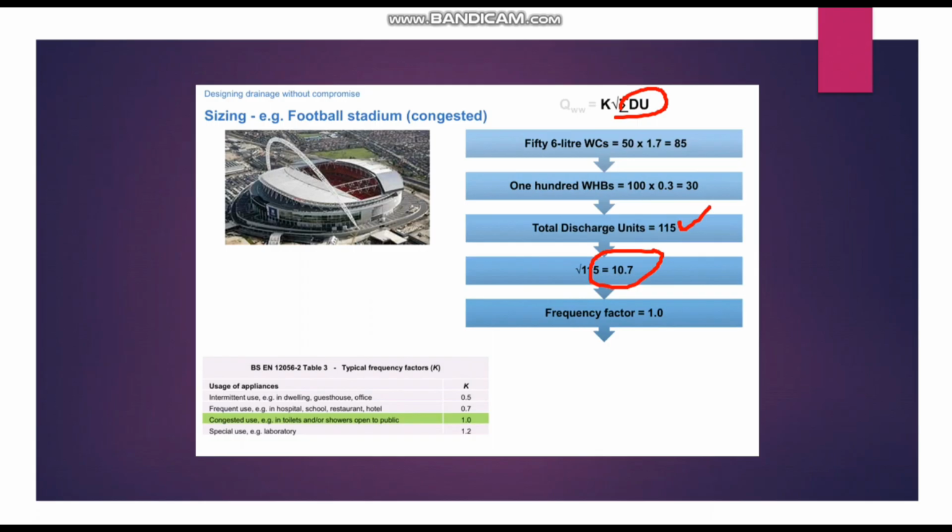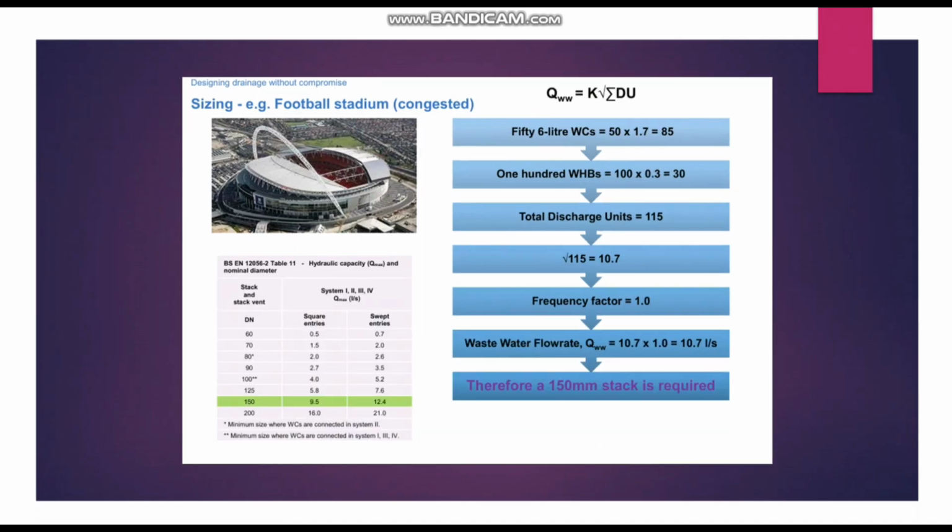So the root of 115 is 10.7. For the frequency factor, this is congested use, a stadium open to the public, so we will use 1. So 1 multiplied by 10.7, you get 10.7 liter per second. Using the 10.7 liter per second, you can see the stack pipe size for the system.